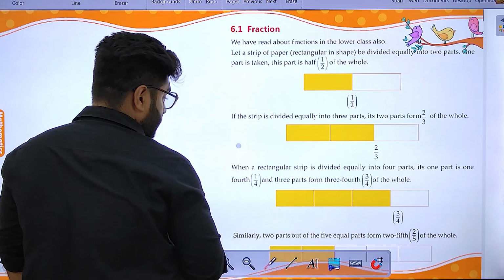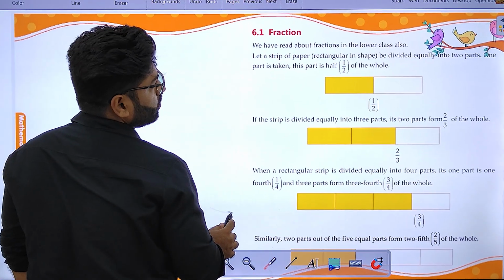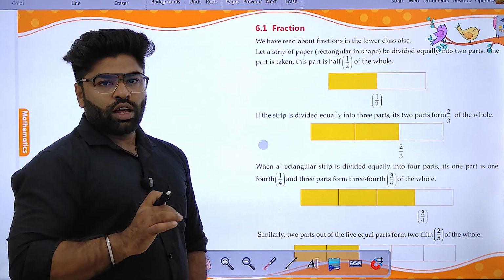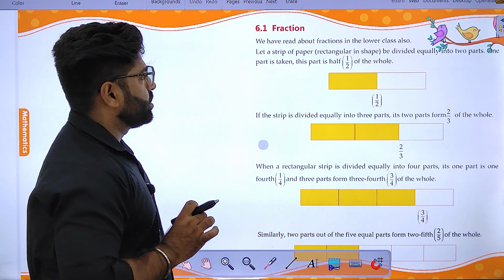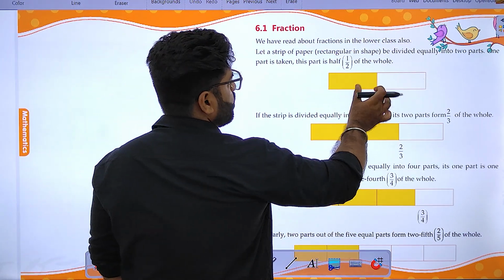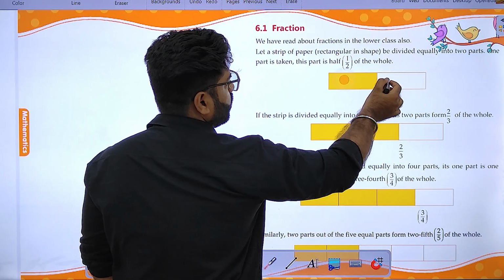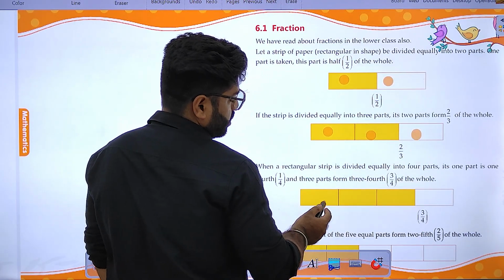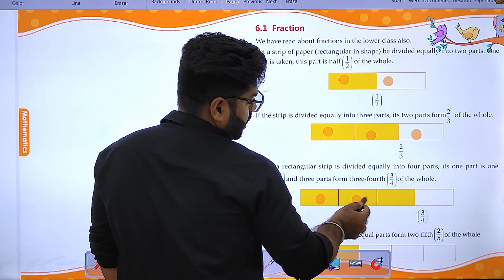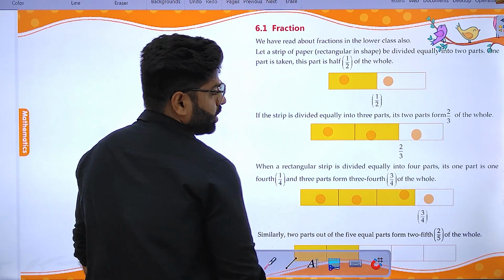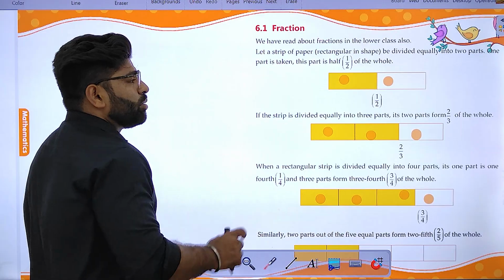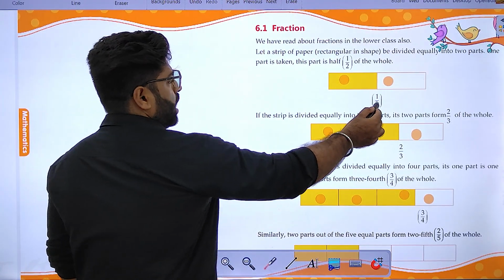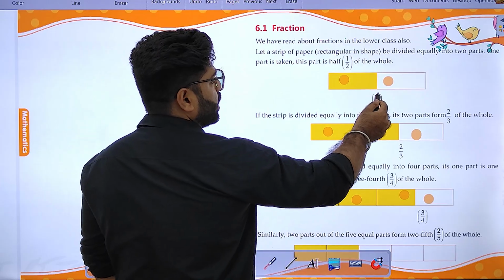Okay, so first we are going to have a fraction and its definition. Here we are having a strip which is divided into 2 equal parts, and here we have divided into 3 equal parts. And here we are having the strip in 4 equal parts. So when we are talking about the strip and how many parts it is divided into, that is 2, and we are talking about the shaded part, that is 1.